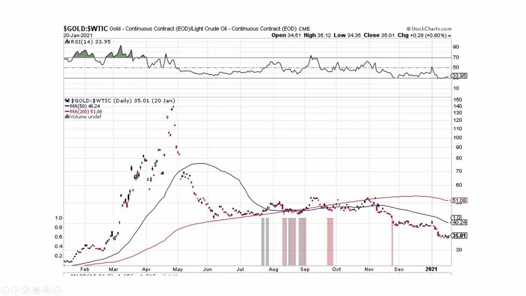Here's gold to oil. Again, I think oil is going to outperform in the long term, but I do think it's going to come back up because we see a little bullish engulfing here. I do think it's going to come up just a little bit, and gold will outperform for a little while. I'm just bullish on gold on the short term.